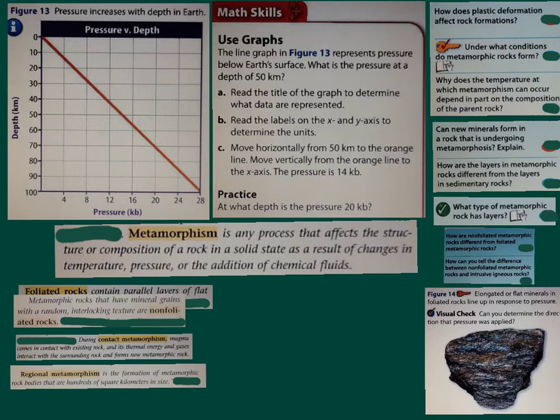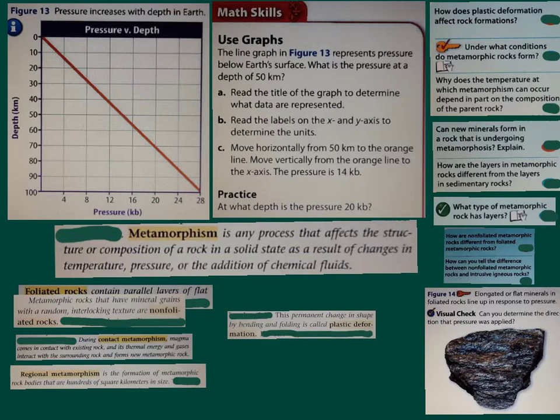Okay, so what is metamorphism? That's where we're going right now. You'll notice your first definition. You need to write that definition down in your science journal, please, and make sure that you have all of that in there. You may pause the video so that you can write and then restart it. Metamorphism is the process that affects the structure or composition of a rock in a solid state as a result of changes in temperature, pressure, or the addition of chemical fluids. Okay, so that is your definition.